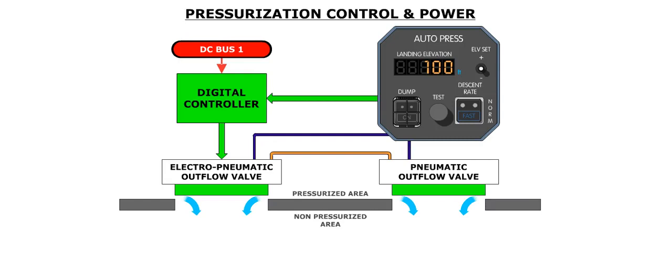Pressurization is normally controlled by a digital controller located on the center flight instruments panel. The digital controller calculates the reference cabin altitude for the existing flight altitude. The digital controller then uses a torque motor to position the electro-pneumatic outflow valve, so as to maintain the calculated cabin altitude. The digital controller is powered by DC bus 1.